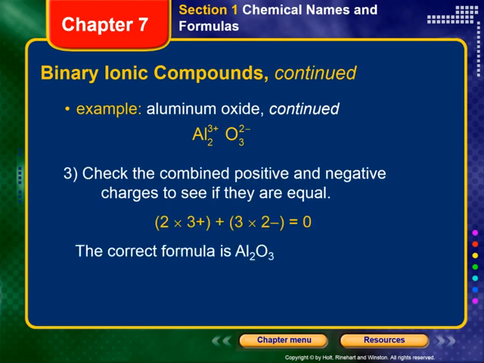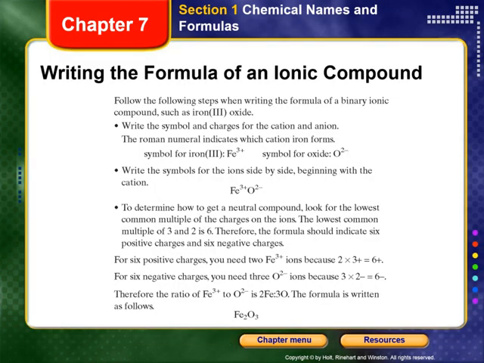So as we finish up, we check the combined positive and negative charges to see if they are equal. 2 times 3 is 6, and 3 times -2 is -6, and so yes, that does equal 0. So the correct formula is Al2O3. When we write the formula for an ionic compound, here is your general rule. Using the exact same crossing over strategy, refer to this succinct description.